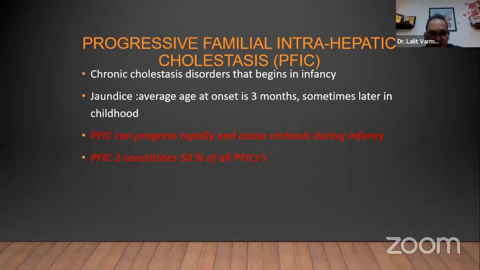These are chronic cholestasis disorders that begin in infancy. So basically PFICs will have cholestasis starting early, like in our patient. It started actually by 7 months, then at 9 months became worse, and then by 11 months had jaundice. So basically, that's the age. Sometimes they can present even earlier, like 3 or 4 months of age. Jaundice average age of onset is 3 months, sometimes later in childhood. PFIC can progress rapidly and cause cirrhosis during infancy. PFIC 2 constitutes 50% of all the PFICs.